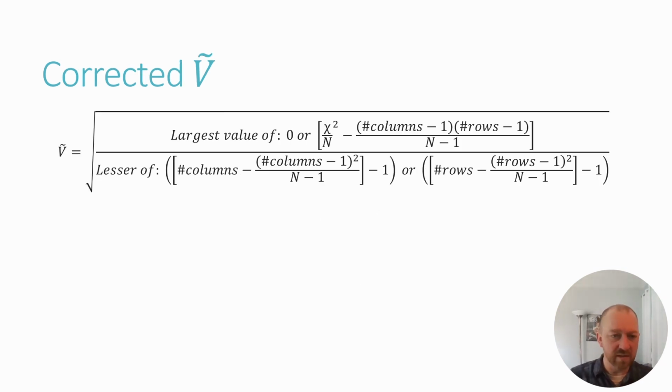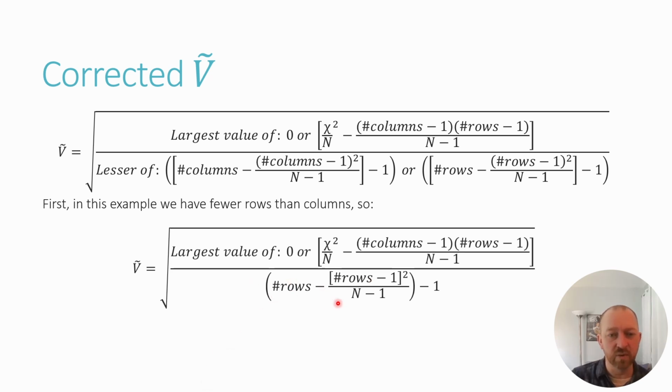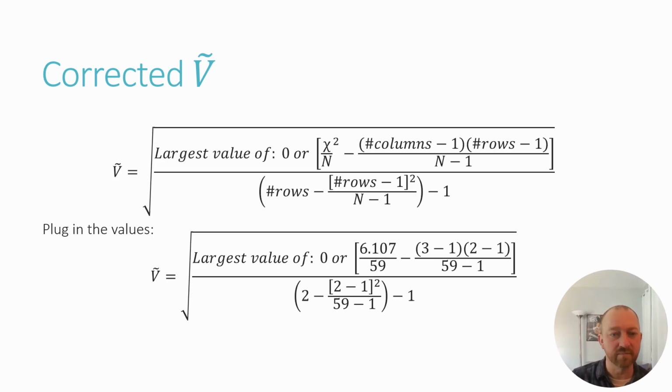Okay, so here's again the equation that I've already showed you. In this case, we're going to get rid of this one because we had 3 columns and we had 2 rows. So I already know we don't need to use this. I'll just take that out of the equation, and we'll just use the rows down here. Nothing else is different about the equation, however. Okay, so now we simply need to plug in all of the values where they go.